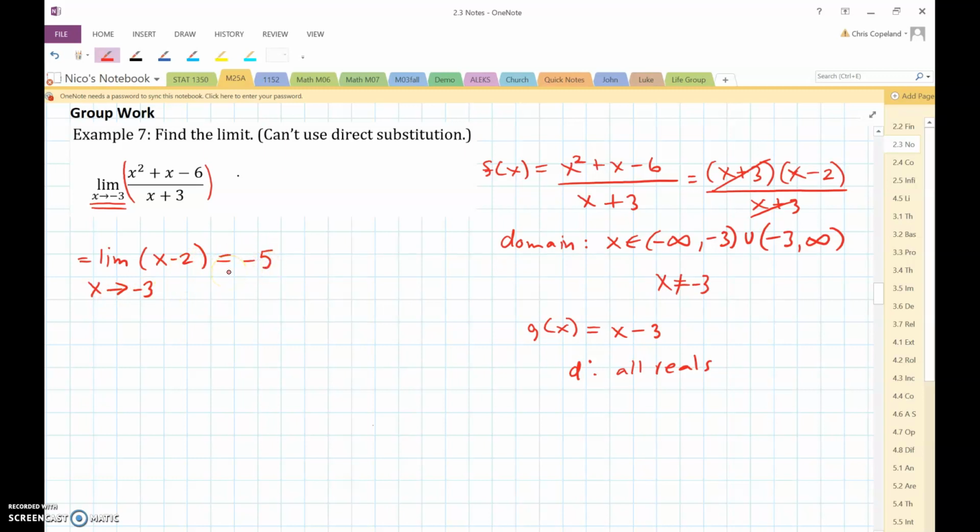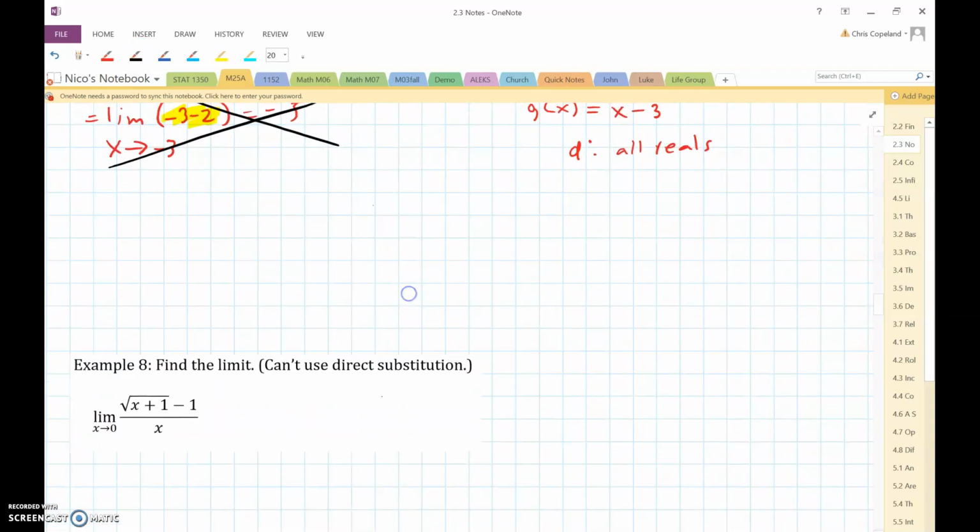Something that you never want to do on a test: you don't want to say, oh, this is negative 3 minus 2 as x approaches negative 3, so this is negative 5. This function and this function are not equivalent to each other, so we can't use this notation here.